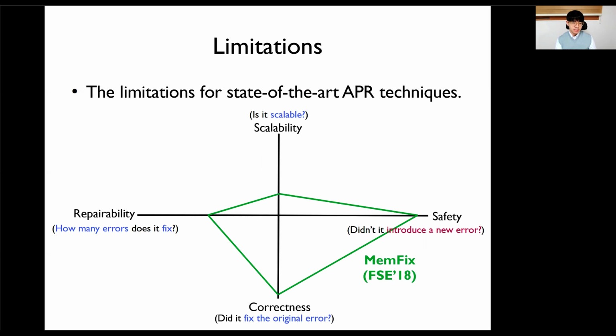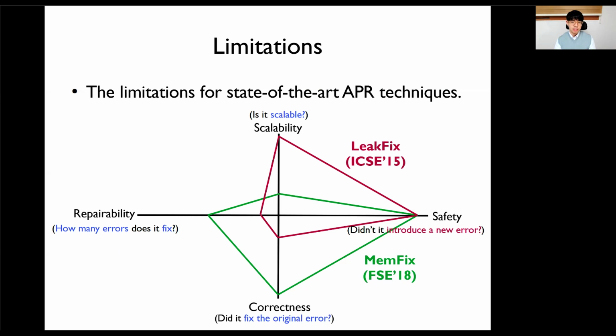Okay, let's look at Mempix first. We can see Mempix as an APR technique focusing on safety and correctness. So as a result, the patches generated by Mempix are guaranteed to fix the original error without introducing new errors. However, in order to guarantee these 2 aspects, which are correctness and safety, Mempix sacrificed scalability. So this technique only works for programs having about 3,000 code lines.